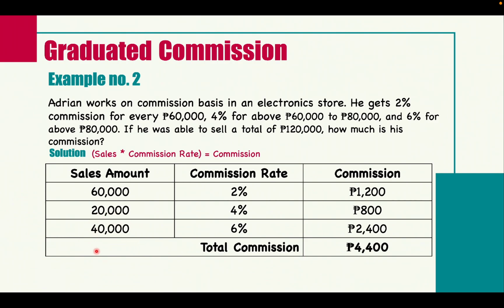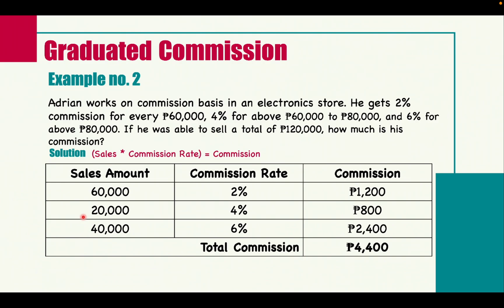Miss, paano namin masusure na tama? So, malalaman nyo na tama yung sales amount niyo na kapag pinag-add nyo itong tatlo, ay lalabas yung total sales amount. Okay, so tingnan natin kung magsa-total siya sa 120,000. So 60,000 plus 20,000 is 80,000. 80,000 plus 40,000 is 120,000. Kapag sumobra ang compute nyo or nagkulang, ibig sabihin meron kayong maling nabawasan or nadagdagan.